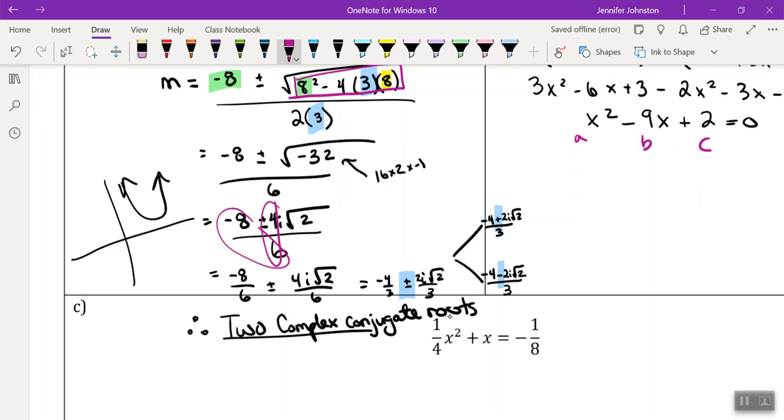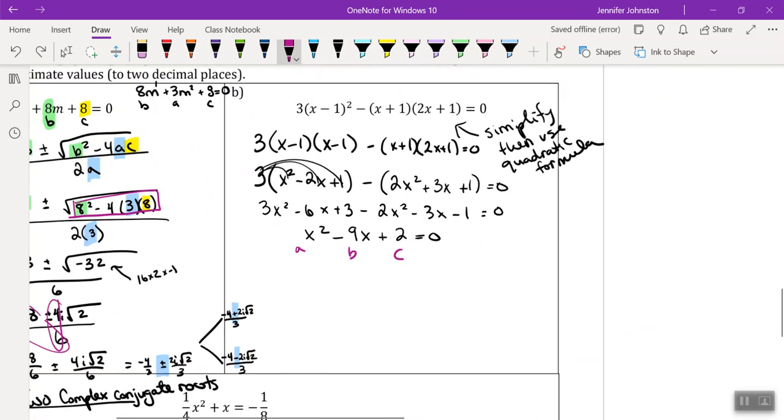And why are they complex? Because we have the i. And why are they conjugate? Because they're just a plus and a minus. So that means there's one of them with the plus and one of them with the minus. Not the minus in front of the b value or the negative 4 here. Those negative 4s stay the same, but the plus or minus comes from right here in front of the square root sign. That's just showing that one of them is positive and one of them is negative.